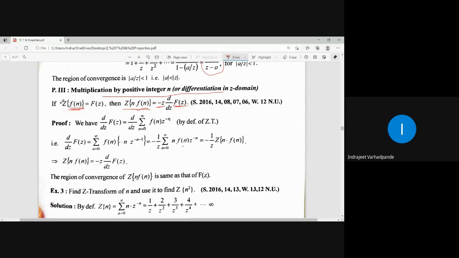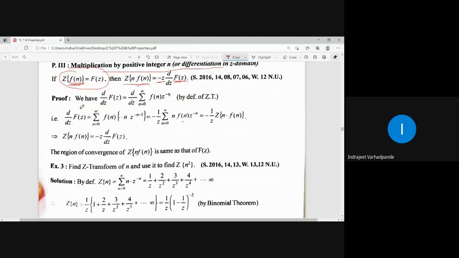तो पहला काम क्या करना है? Whatever is the definition of the z transform. What is the definition of the z transform? Z of f of n is equal to f of z. But how is z of f of n written? Z of f of n is written as summation n equal to 0 to infinity f of n into z to the power minus n. Differentiate both sides with respect to z, because in the result, in the RHS, I see the term d by dz. So d by dz of f of z is d by dz of summation n equal to 0 to infinity f of n into z to the power minus n. I hope this step is clear.